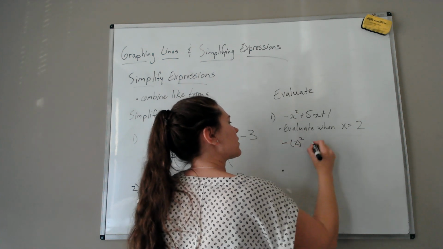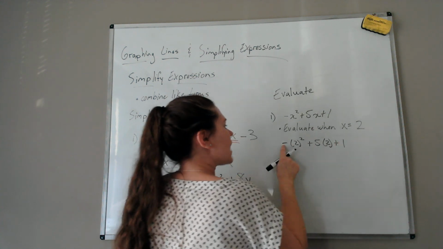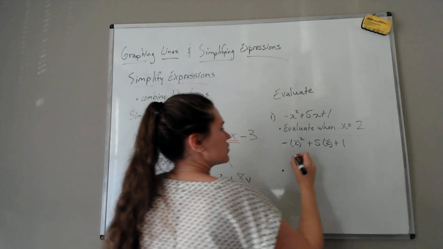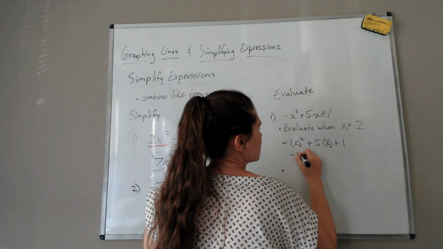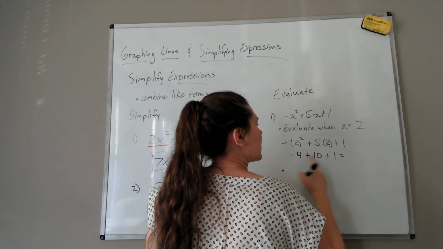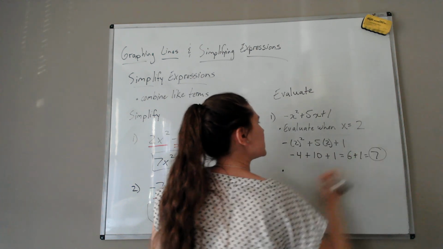The negative is out here, okay? It does not go inside. This says take x square, make it negative. So this is 2 squared is 4. So this is negative 4 plus 10 plus 1. Negative 4 plus 10, that's going to be 6 plus 1. So this evaluates to be 7.